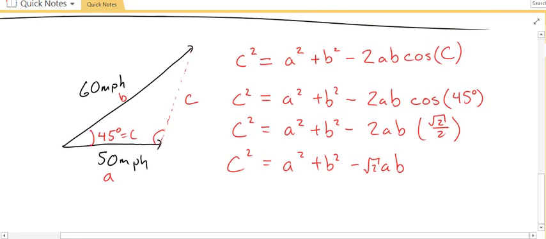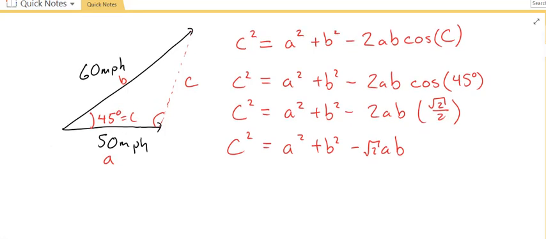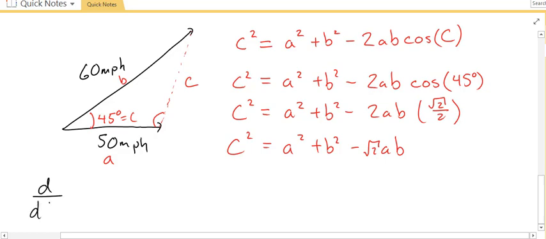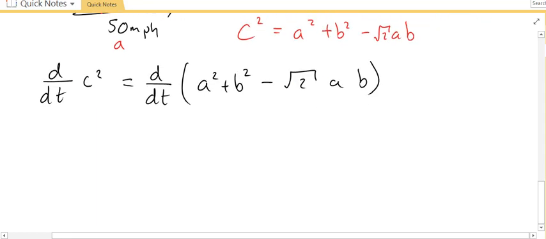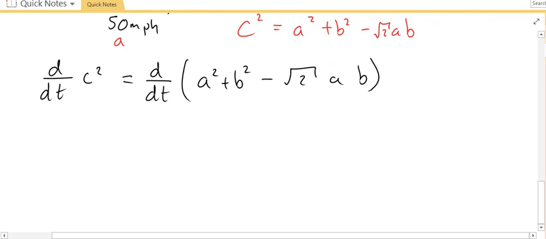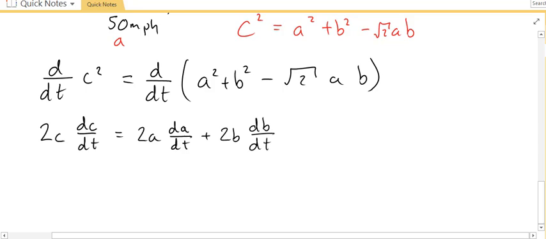So now we've rewritten everything, and we're in a position to take the derivative with respect to t on both sides so that we can get our related rates here. Remember, the thing that we're looking for will be dc/dt. So as we take our derivative, on the left we get 2c times dc/dt. On the right we will get 2a times dA/dt plus 2b times dB/dt.